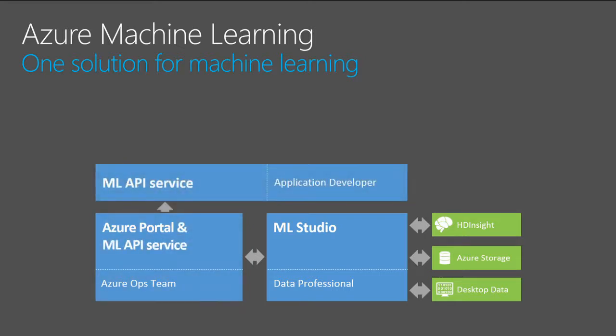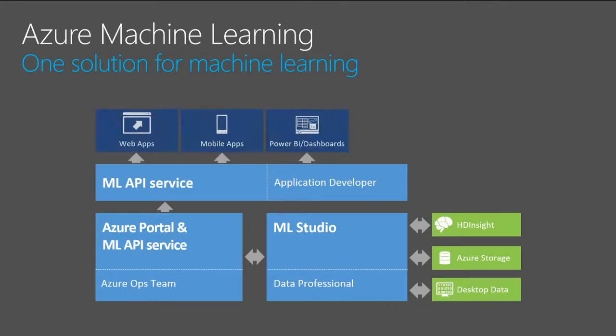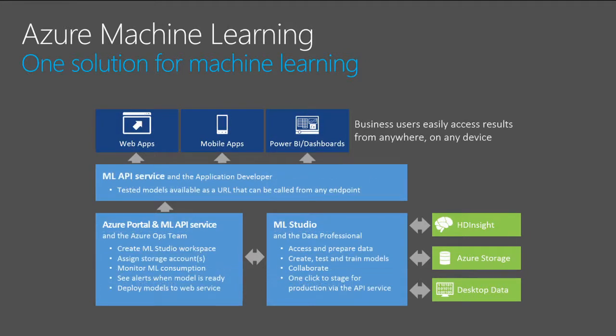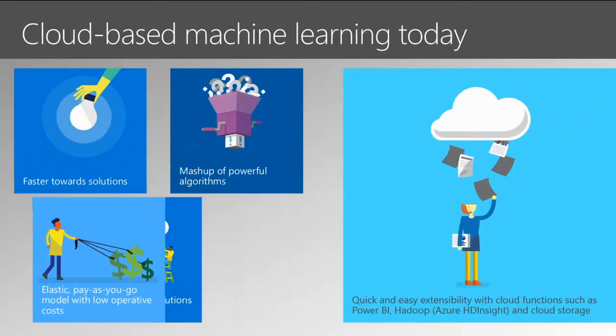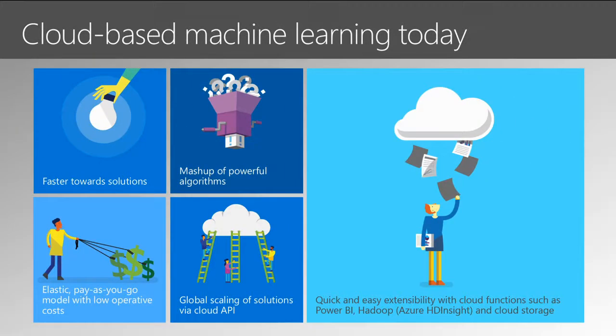At such point in time that you publish a web service, it's off to the software developer to develop against the API service and to do something really interesting. The potential, therefore, is that business users can easily access results from anywhere on any device, providing you've written the application for it. So, welcome to the machine learning of today.